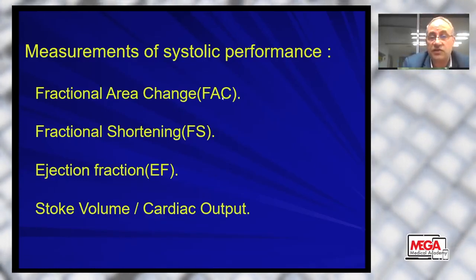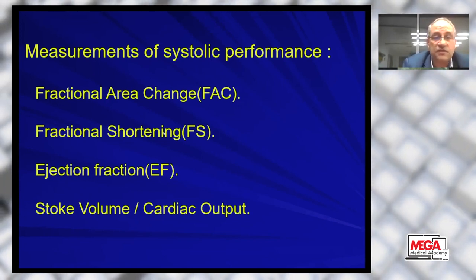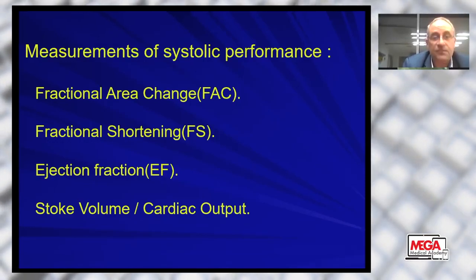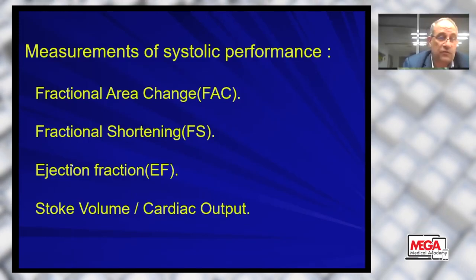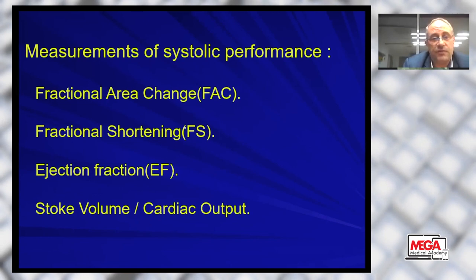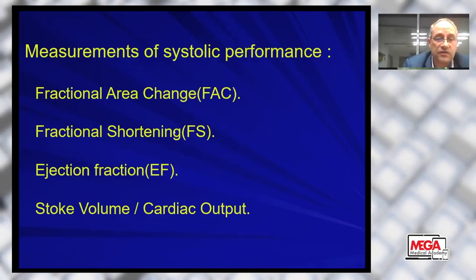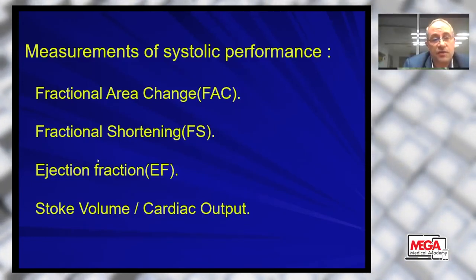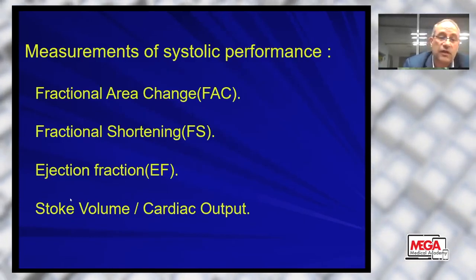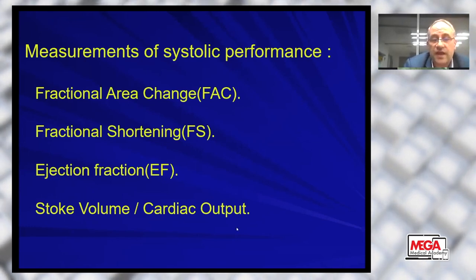We discussed fractional area change, which is end-diastolic area minus end-systolic area over end-diastolic area. We discussed fractional shortening, which is end-diastolic diameter minus end-systolic diameter over end-diastolic, measured by M mode. We discussed ejection fraction, which can be extrapolated from the fractional shortening by Teichholz's equation, or directly measured by Simpson's rule, end-diastolic volume minus end-systolic volume over end-diastolic volume. We know now how to measure stroke volume and cardiac output with the echo.